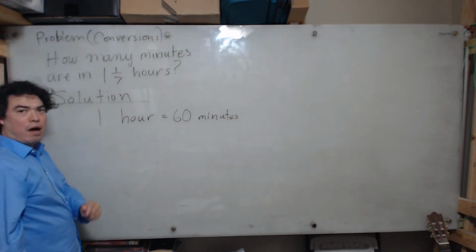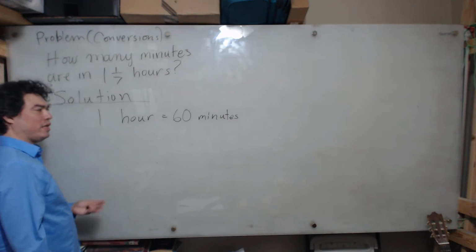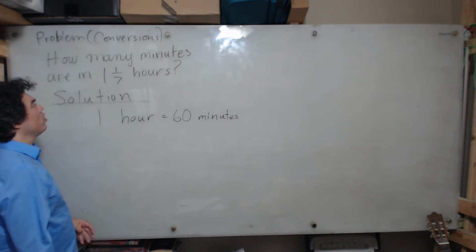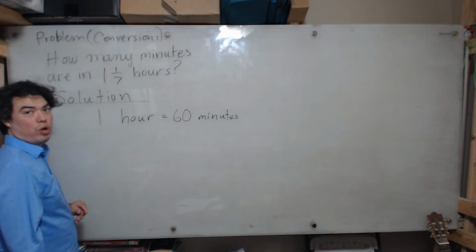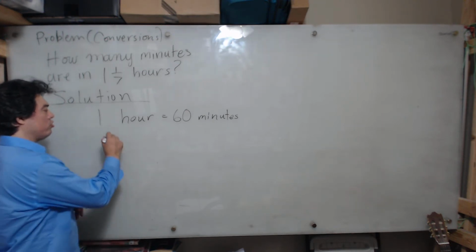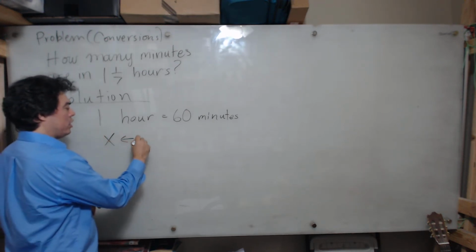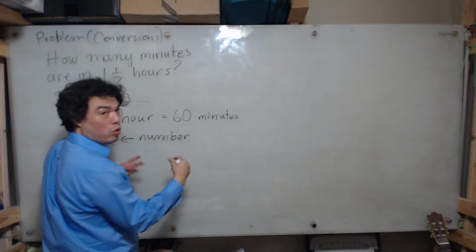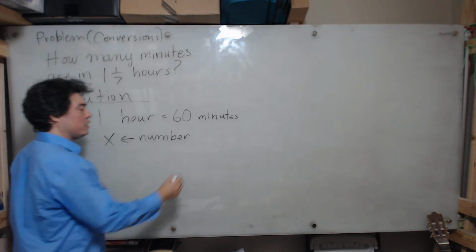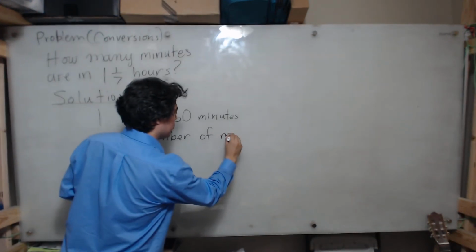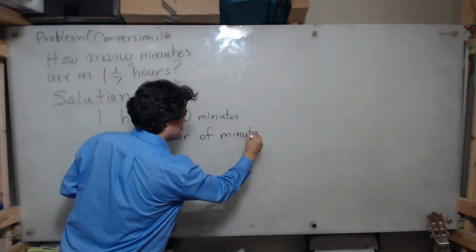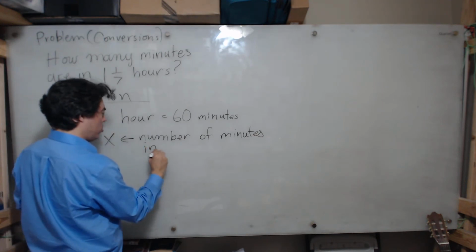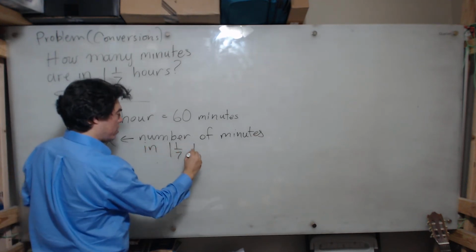Number two, how are we going to set this up? We're going to set this up in exactly the same way as we did before. We want to know how many minutes are in 1 and 1/7 of an hour. So I'm going to let x be the number of minutes. We don't know yet, and that's why I'm labeling it as an x. Number of minutes in 1 and 1/7 of an hour.